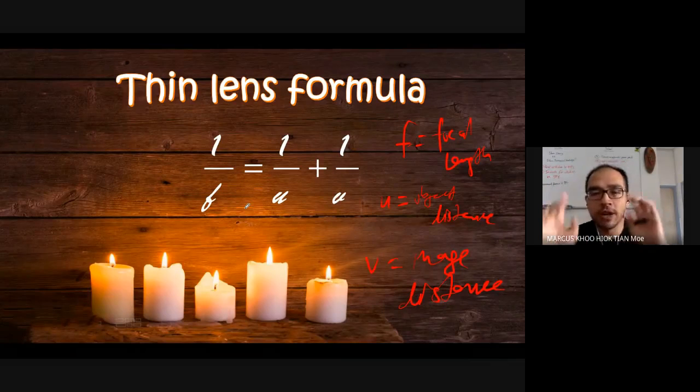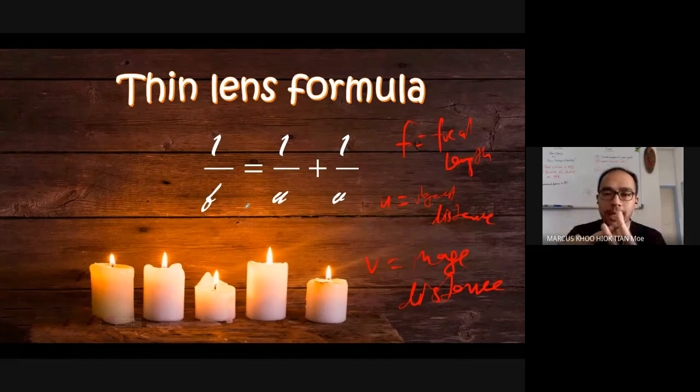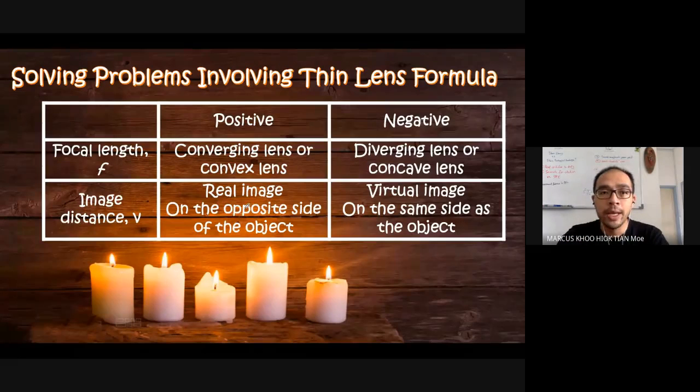The relationship is very specific. It's only between focal length, object distance, and image distance. Okay, we don't use height in this case. Now, there is a small problem when it comes to using this thin lens formula.